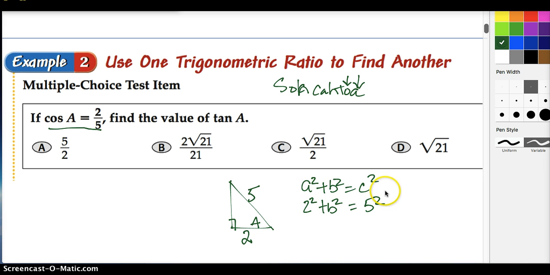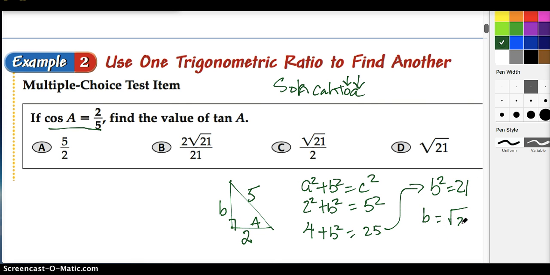So I already put it down, a squared plus b squared equals c squared. I'm going to use 2 as a, b as this side here, and the hypotenuse we have. So I've got 4 plus b squared equals 25, which leads me to subtracting 4 on both sides. I get that b squared is equal to 21. So b is equal to the square root of 21.